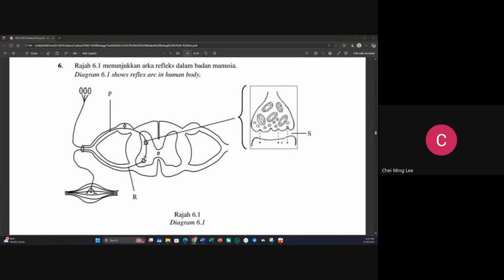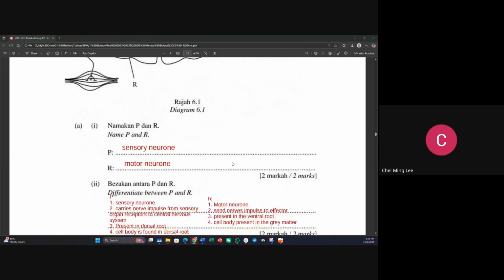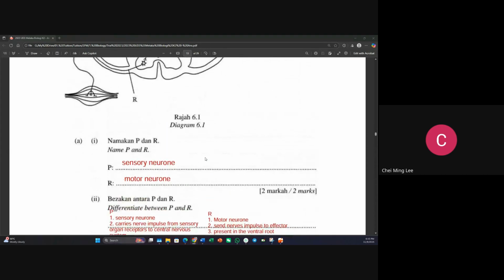Arc in the human body. Reflex arcs means that, does it go to the brain? No, okay, it just goes until your backbone and comes back. Okay, we call it the spinal nerve line. Okay, so let's see. Then P and R.